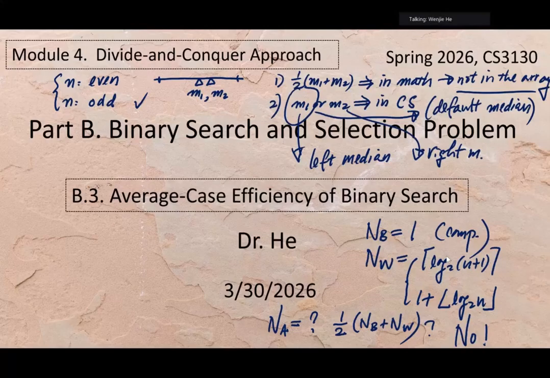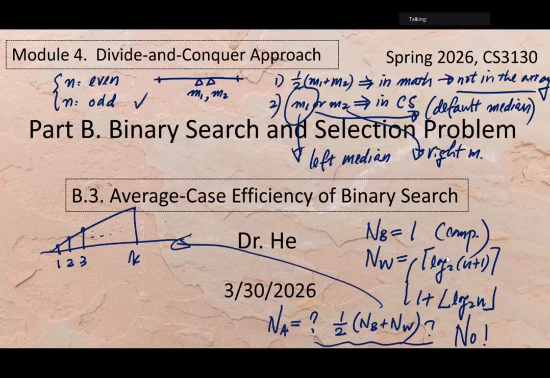A linear function we know, so we can draw a line like this. The distribution of one comparison is on this line. Two comparisons, on the same line. Three comparisons, on the line. This kind of distribution, K comparisons here, then we can apply this formula. This formula is for the linear case. But our binary search is not a linear case.